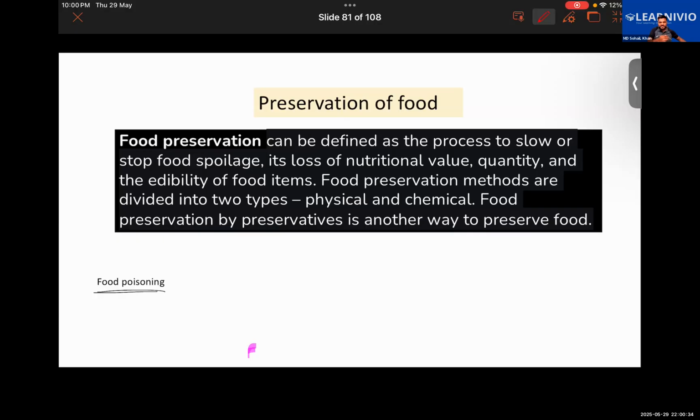If suppose such food has been eaten by the person, thereby it will lead to food poisoning. Getting it? So now the question is, what is food poisoning? The disease that is caused due to the presence of a large number of microorganisms in the food, and also due to the presence of toxic substances in the food. That is called food poisoning.